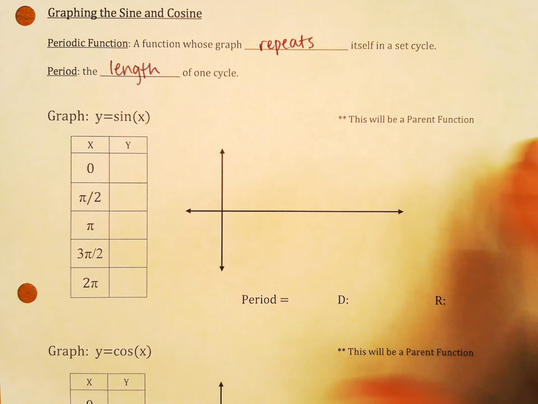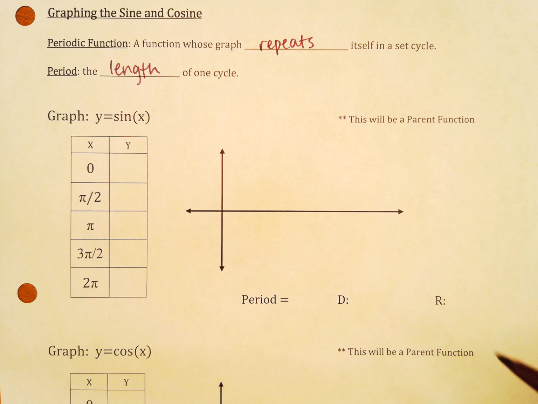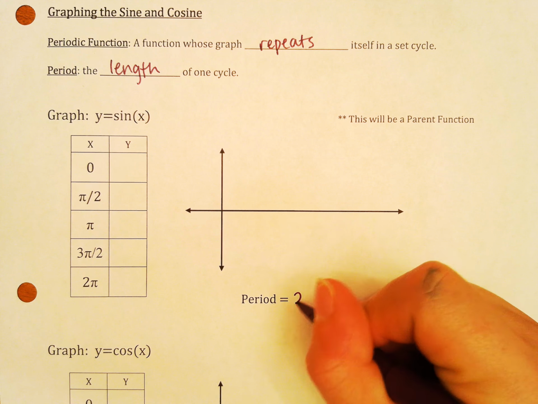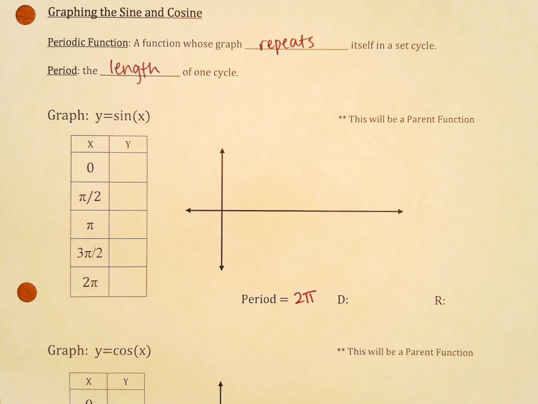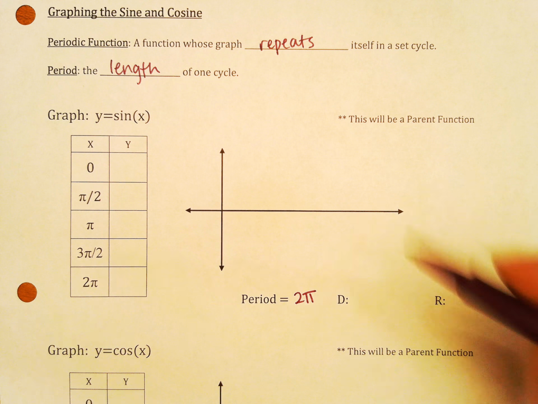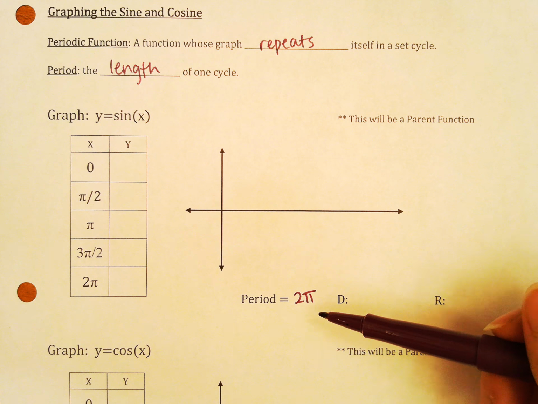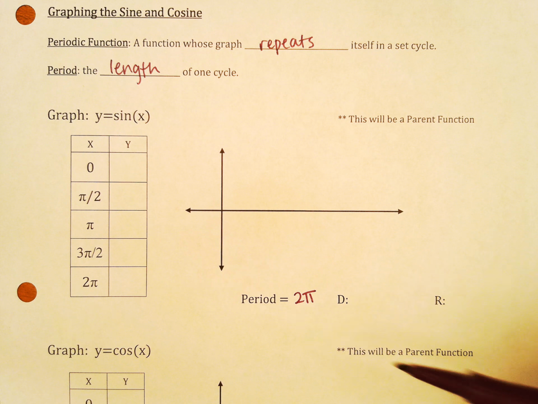Our period, the length that it takes to complete one of our cycles, is 2 pi, because that's how long it takes to go around the entire unit circle. This is not always the case, it can be adjusted, and we'll see that a little bit later. But for now, our period in the general sense is 2 pi because that's how long it takes to get from 0 back to that starting point of our sine and cosine functions.